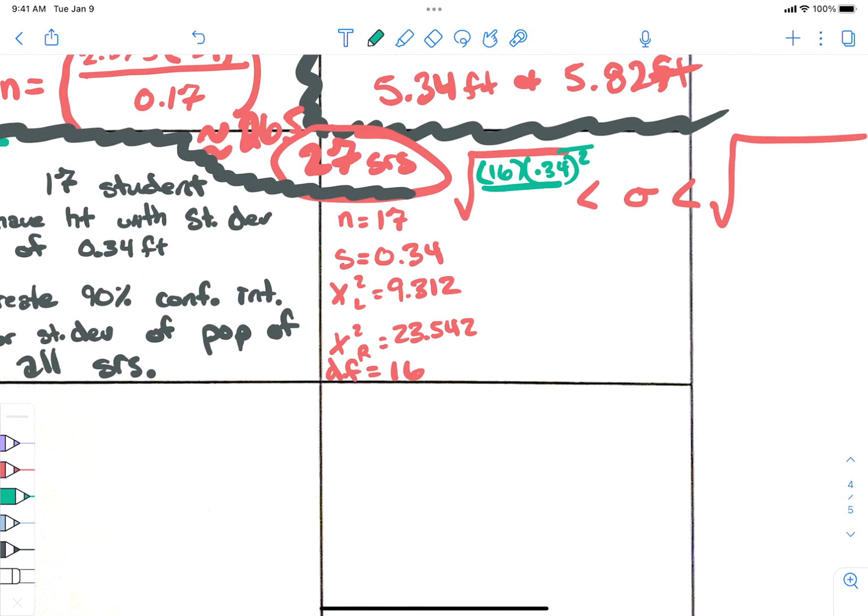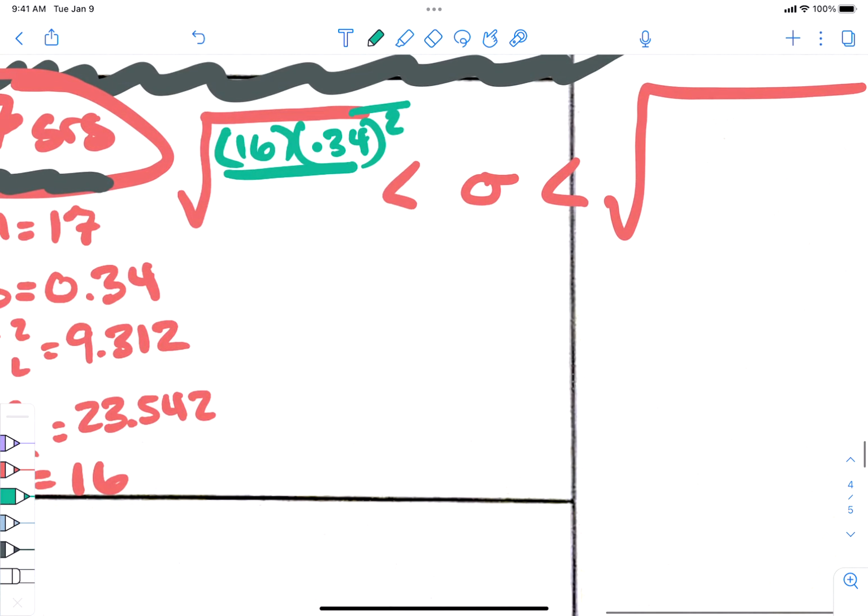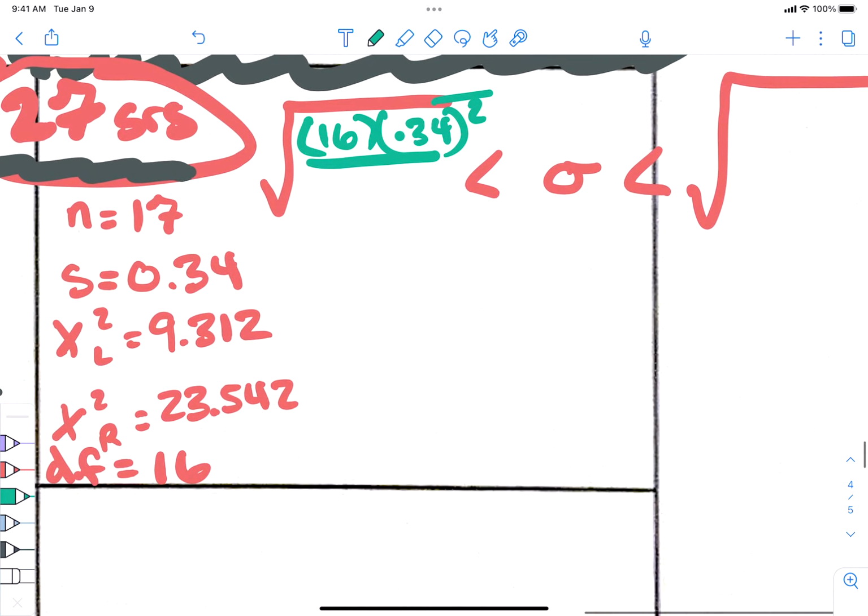Now you're only squaring the 0.34. You're not also squaring the 16. Does that make sense? Okay. And the left one goes on the right, and the right one goes on the left. So over here, we're going to do 23.542.